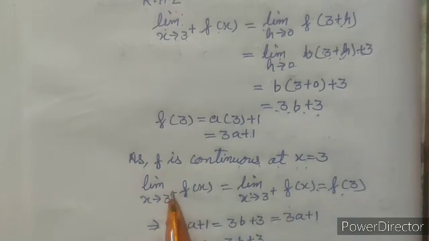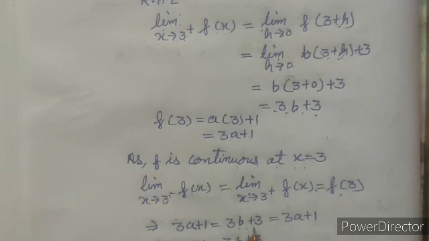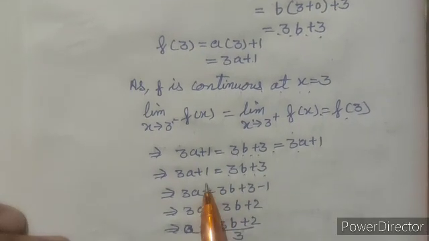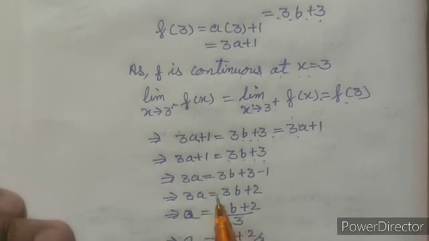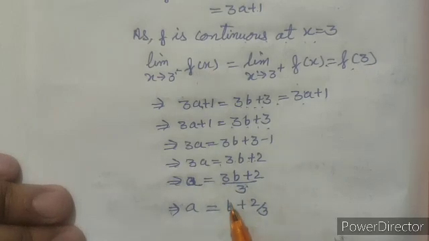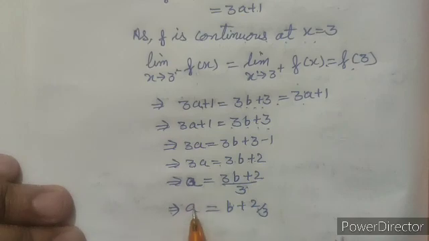Now the left hand limit was 3a plus 1, the right hand limit was 3b plus 3, and again the value of the function was 3a plus 1. These two values are the same, so we can take any one of them. Now 3a plus 1 will be equal to 3b plus 3. On solving this, we are getting 3a equal to 3b plus 2. On dividing both sides by 3, this will be a equal to b plus 2 by 3. This is the relationship between a and b.